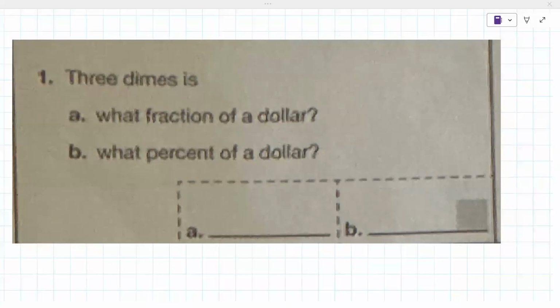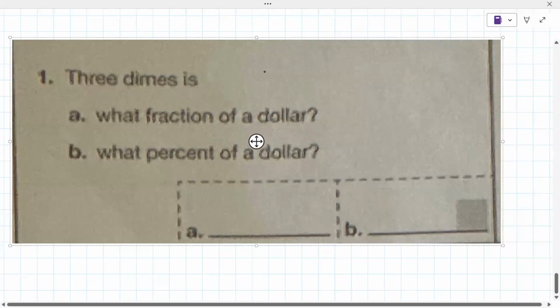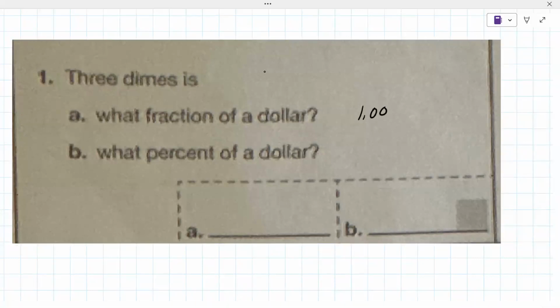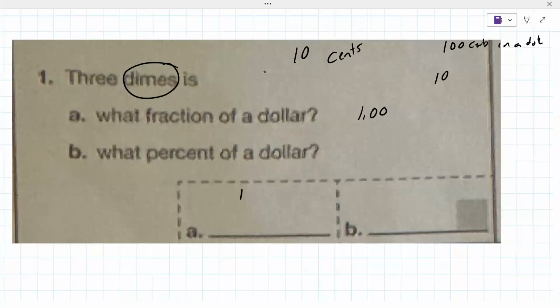Hello. Yep. Are you ready for us to look up? Okay, so can you read this problem for me, please? 3 dimes is what fraction of a dollar? What percent? Okay, perfect. Now, a dollar is a dollar. Do you know how much a dime is in cents? 10 cents. There are 100 cents in a dollar. So the fraction is 10 over 100.